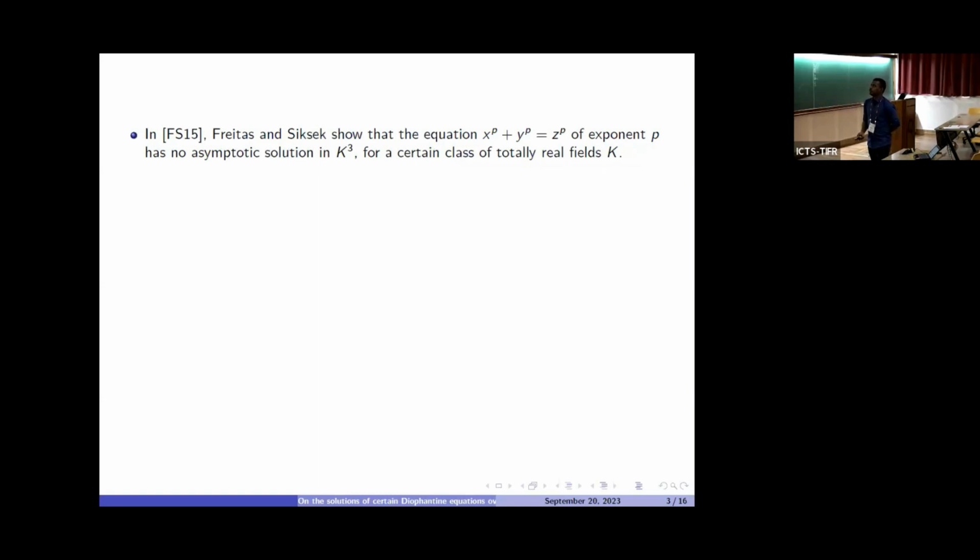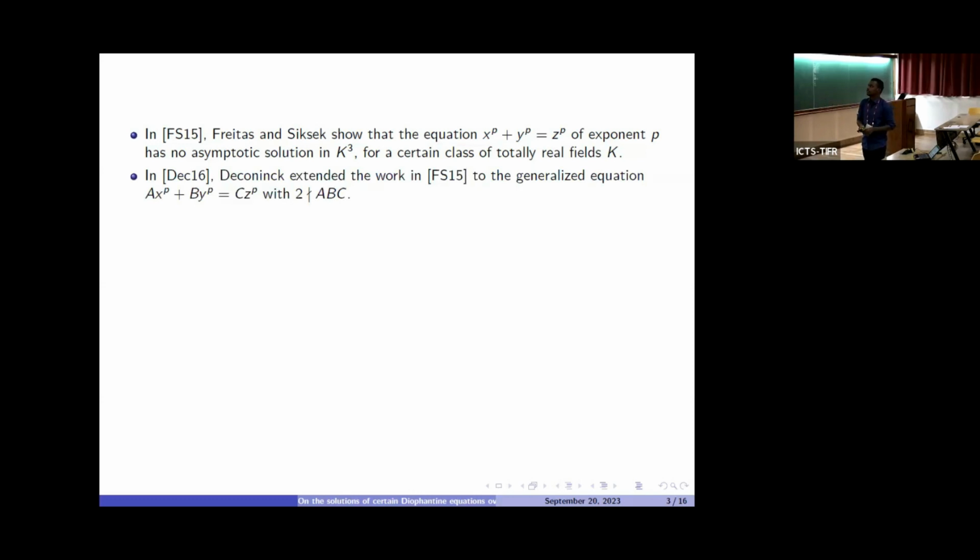So in 2015, Freitas and Siksek studied the Fermat equation over totally real fields. Basically, they proved that this Fermat equation has no asymptotic solution in K cubed for a certain class of totally real fields. Why am I writing a certain class of totally real fields? Because this class depends upon some solutions of the S-unit equation. Next, in 2016, Deconinck extended this result of Freitas and Siksek to the generalized Fermat equation, that is a x to the power p plus b y to the power p equal to c z to the power p, but with the condition that 2 does not divide abc. Basically, a, b, c are all odd.